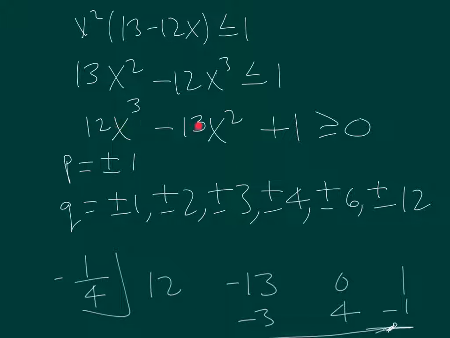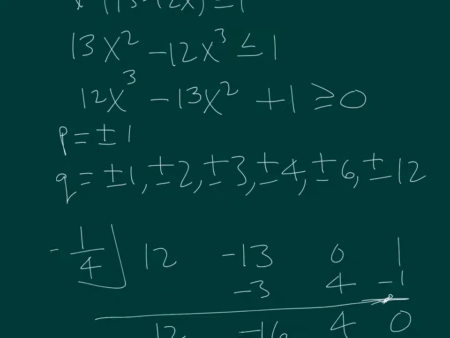Now, this is a polynomial that we can use our finding roots methods for finding where this thing is 0. And so we will start by saying, okay, all the possible values of p would be plus or minus 1, and all the possible values of q would be plus or minus 1, plus or minus 2, plus or minus 3, plus or minus 4, plus or minus 6, or plus or minus 12. So we need to find these ratios p over q, and then try some.